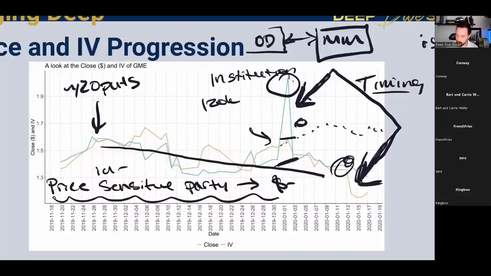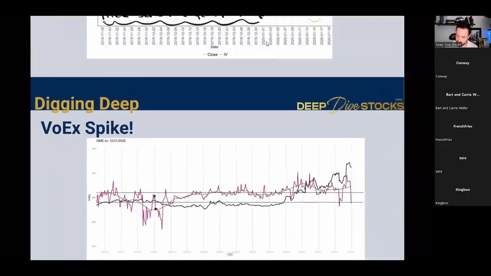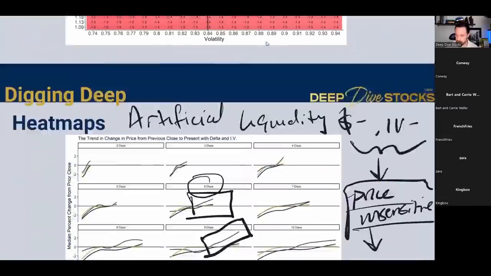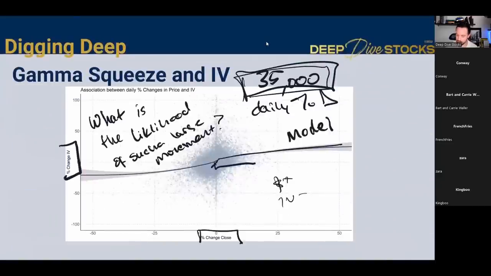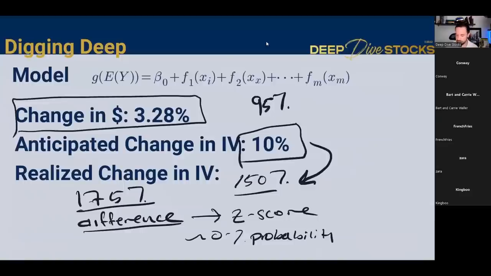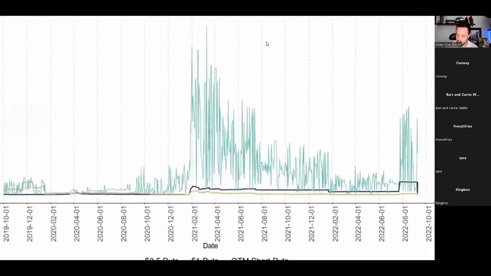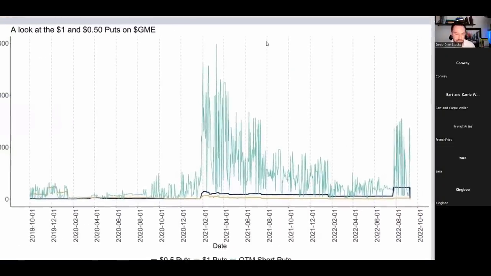All right, so that's that. We talked about the VoEx spike, then gamma squeeze, IV. We looked at the model, 35,000 data points. We saw that it had almost a near zero. So then I wanted to look at the final nail in the coffin. Everything before was data that we could look at with just standard data, other than the gamma squeeze stuff.